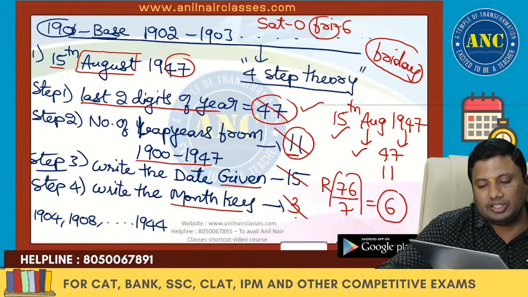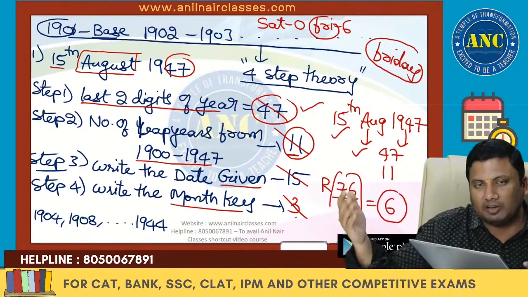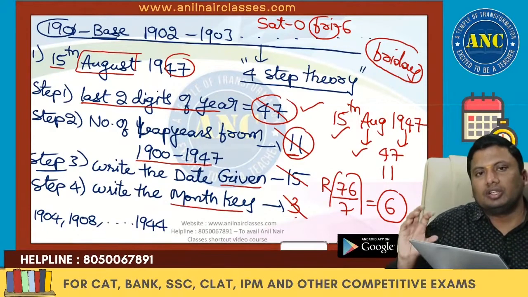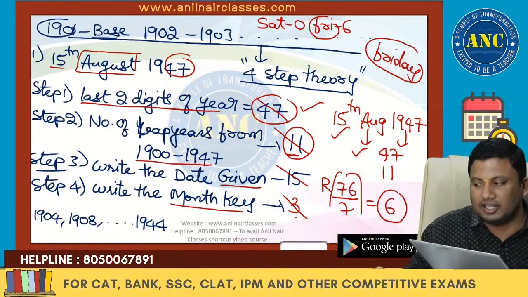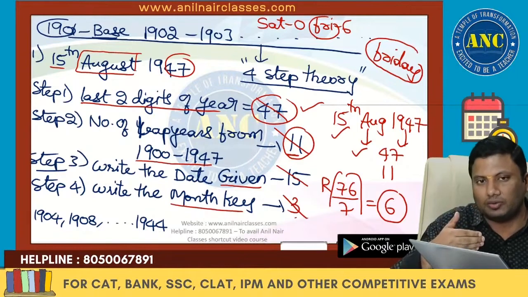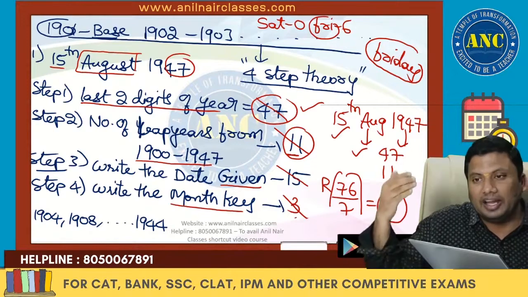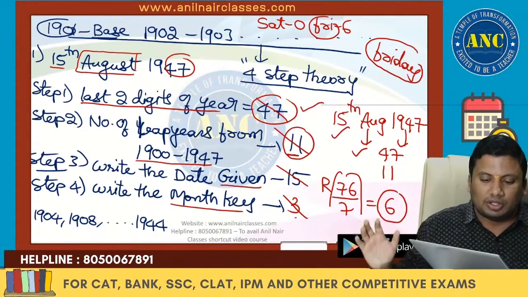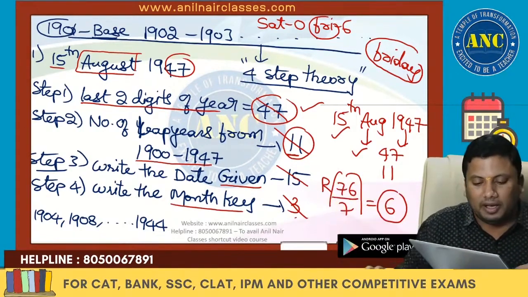15th August 1947. No need to do 1902, 1903, 1904 individually. 1901 is a non-leap year. A non-leap year has 365 days, which is 52 weeks plus 1. So if January 1st 1901 is 1, then January 1st 1902 will be 2. Counting each and every year like that is a very time-consuming process. So that is the reason we count all the non-leap years, then we count all the leap years.